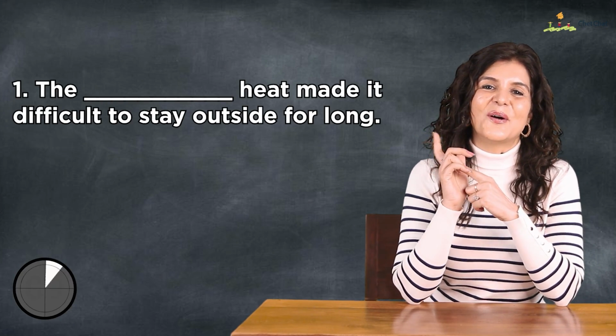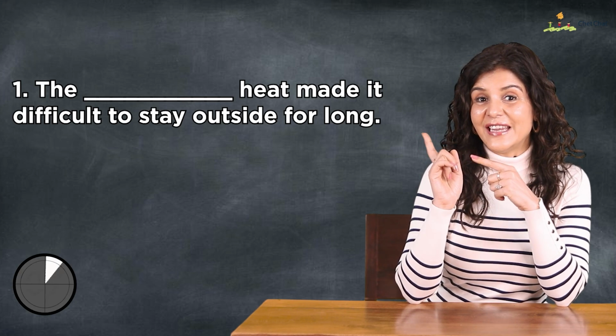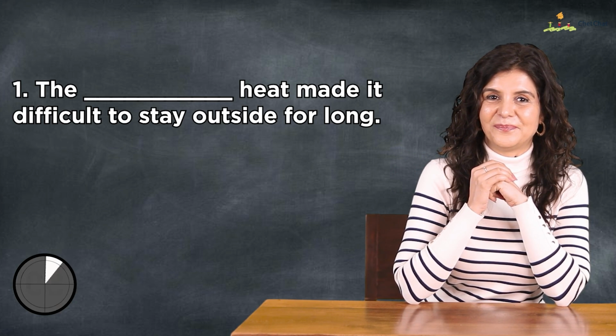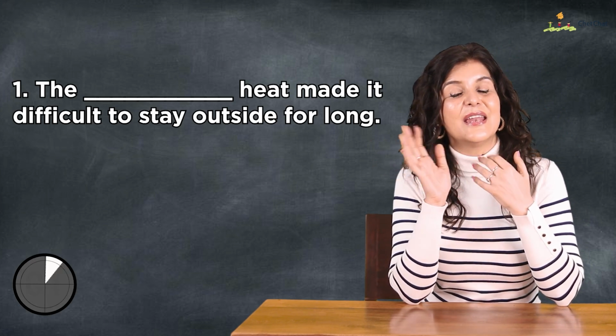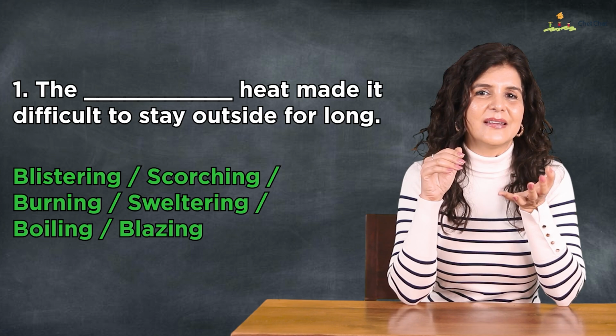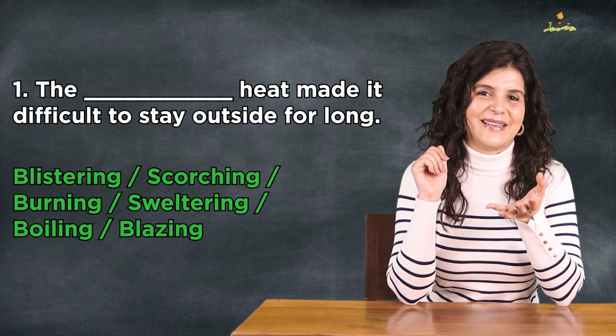Wonderful! And now it's time to practice. Question number 1 on your screen. The dash heat made it difficult to stay outside for long. You could use any of these words: blistering, scorching, burning, sweltering, boiling, or blazing.